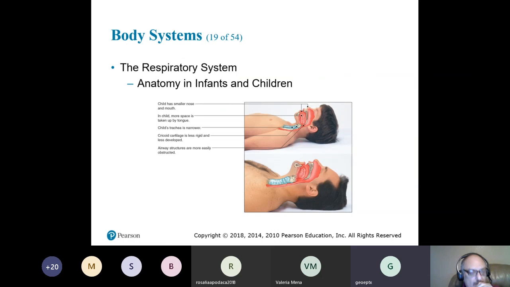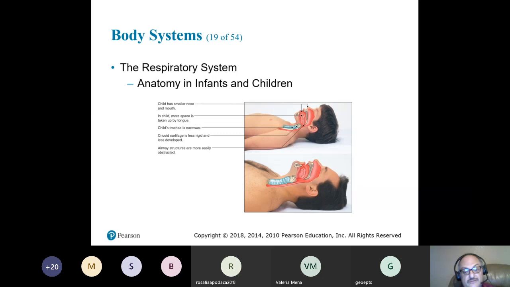With kids, a couple things to remember with the airway. First off, the airway is very important with pediatric patients, especially little ones, because their bodies haven't fully developed yet. So they lean on the respiratory drive big time, whereas adults tend to lean on our circulatory drive. But kids lean on their respiratory drive. So make sure you take that into consideration.